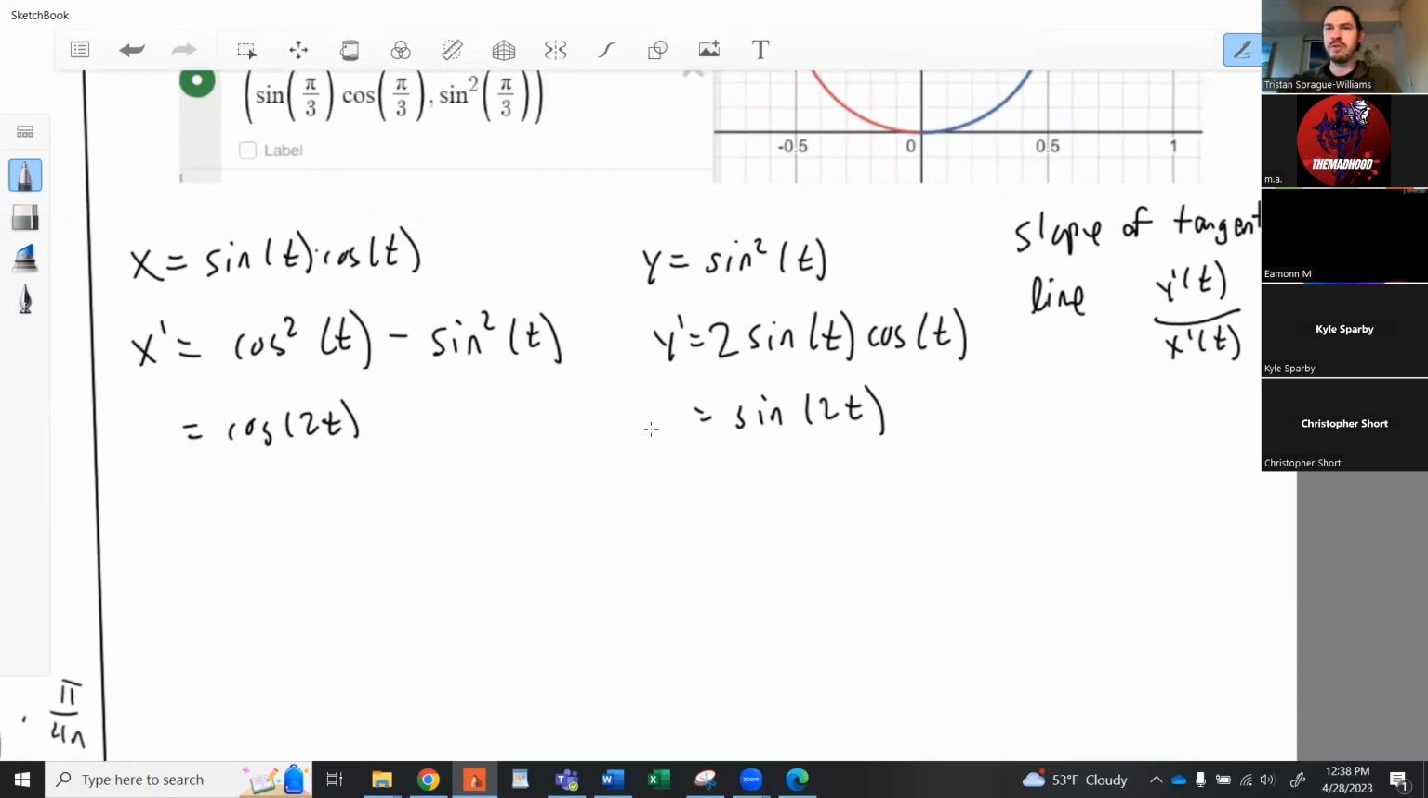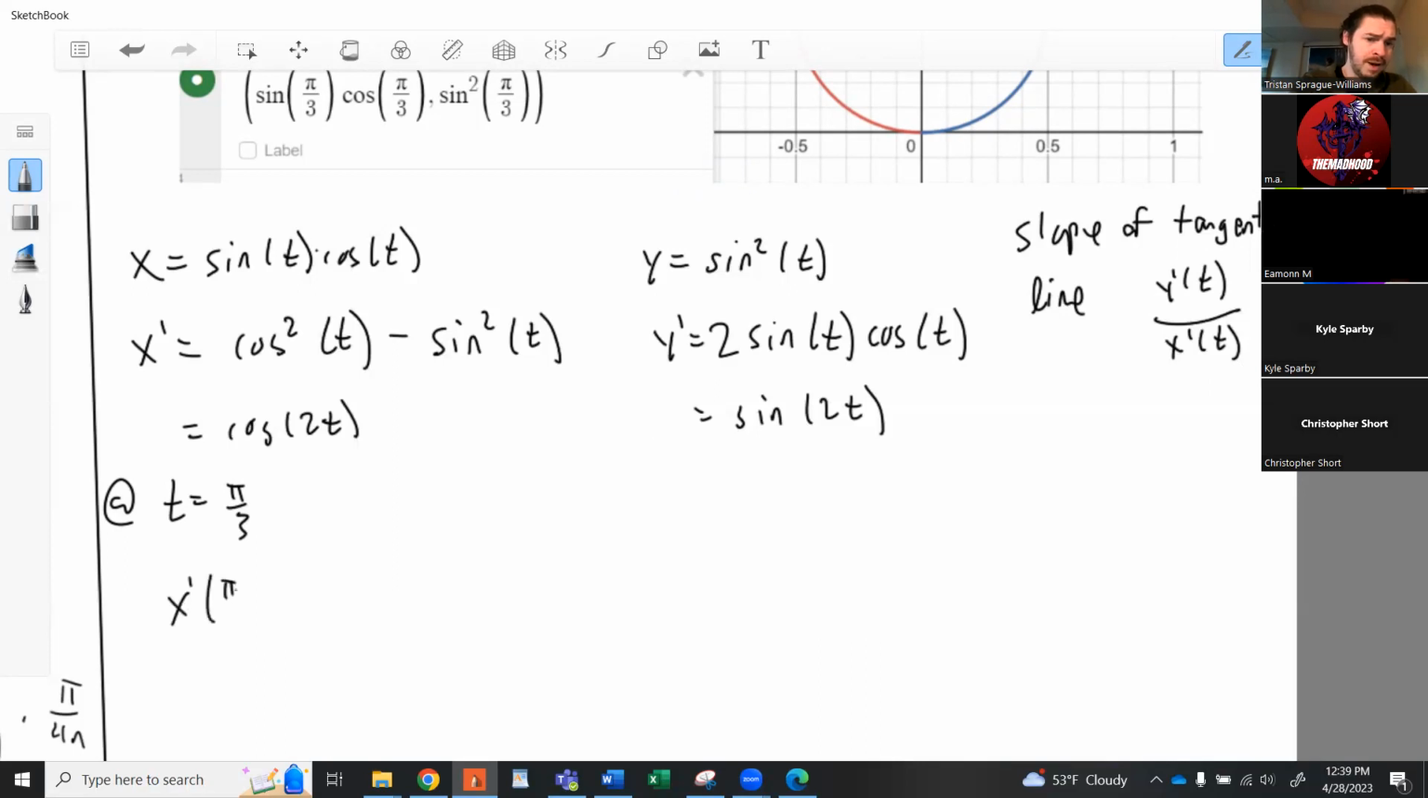So now the slope of the tangent line is y prime over x prime. That would be sine of 2t over cosine of 2t, or in other words, tangent of 2t would be the slope. But if we want to describe the tangent line at a specific point parametrically, I don't actually want to get the slope. Let me show you what we want to do instead. First of all, we want to evaluate at our point. Let's evaluate at t equals pi over 3.